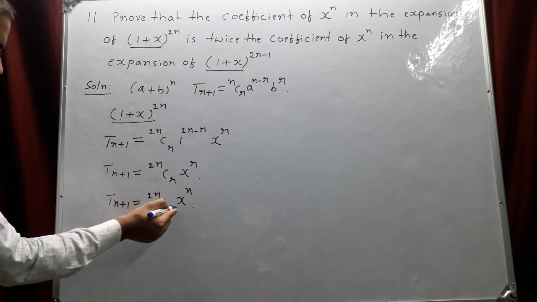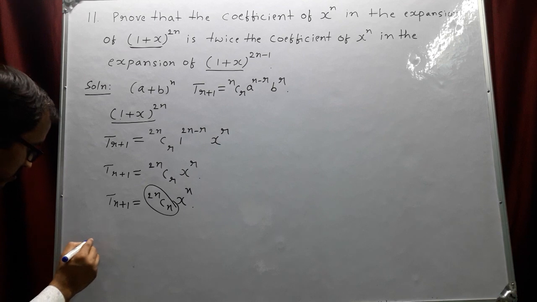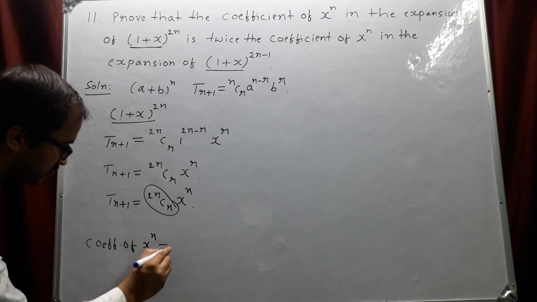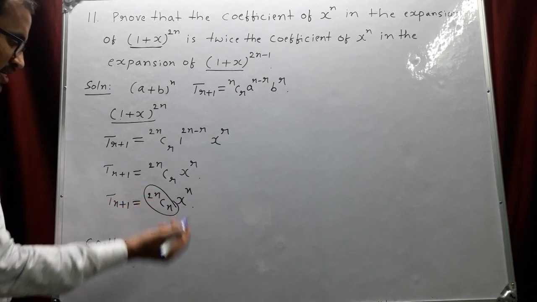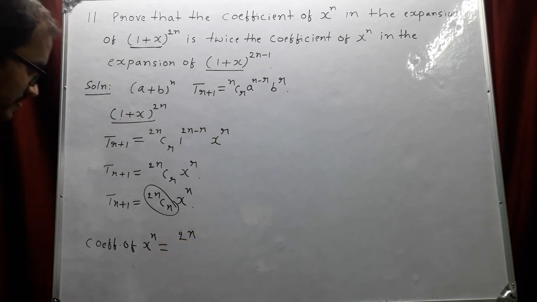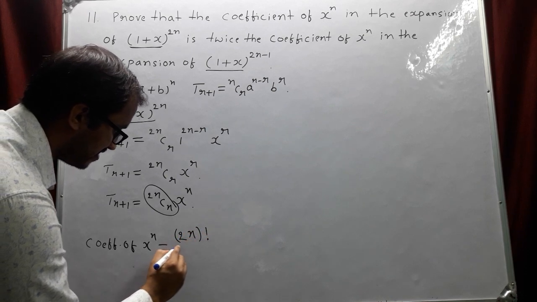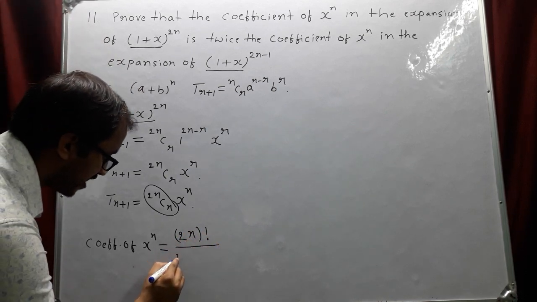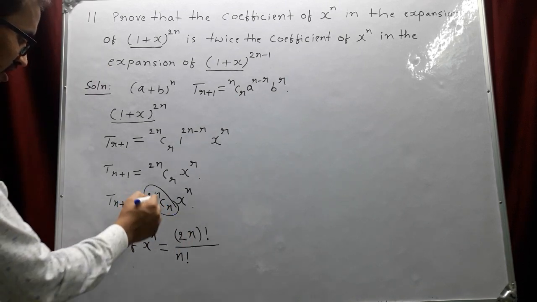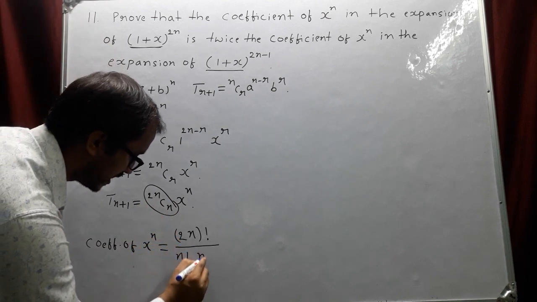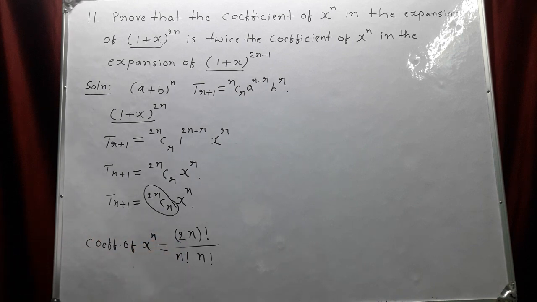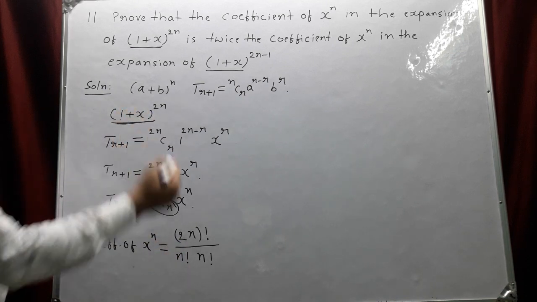how much? 2nCn. So the coefficient of x^n is 2nCn. Let us simplify 2nCn. That is (2n)! divided by n! into (2n-n)!. So 2n minus n becomes again n!. So this is the coefficient of x^n in the expansion (1+x)^2n.